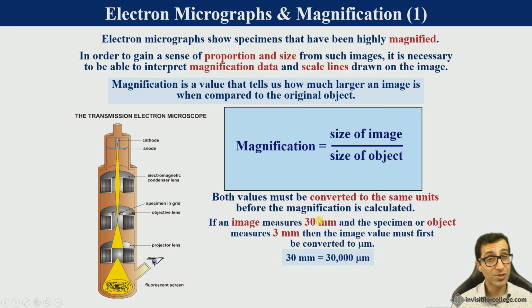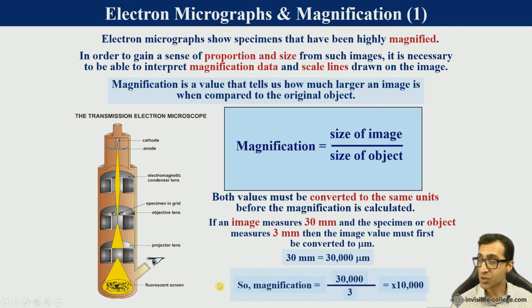So again, using those conversions that we saw before, 30 millimeters is equivalent to 30,000 micrometers, because again, 1 millimeter is 1,000th of a meter, whereas 1 micrometer is 1/1,000,000th of a meter. So we must place these in the same units into this equation. In this case, the magnification is 30,000 micrometers for the size of the image divided by 3 micrometers for the size of the object, and this gives us a magnifying power of times 10,000.